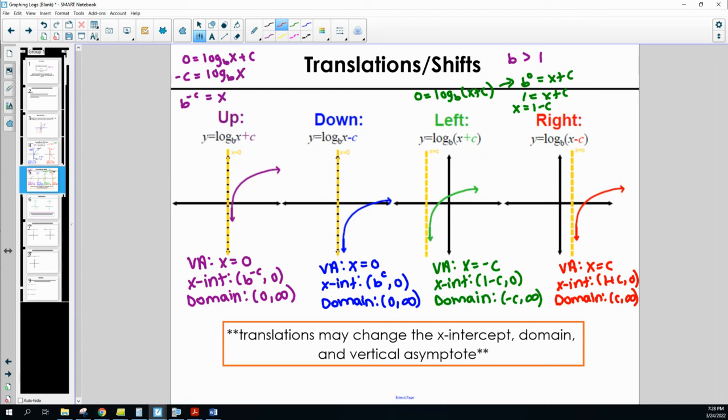Now, if it doesn't make sense with the b's and the c's and all that stuff, it's fine. When we put numbers in here, this will make a lot more sense, but these are just the basic kind of movements and what's happening to the key features of the graph.